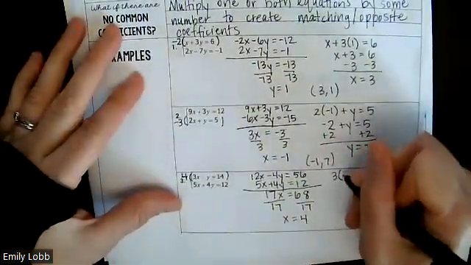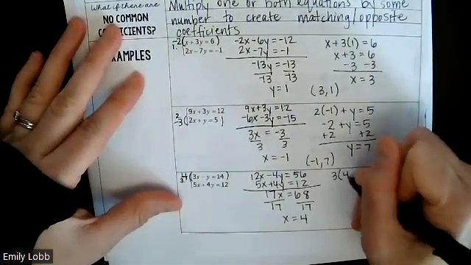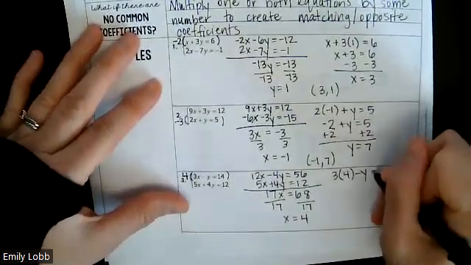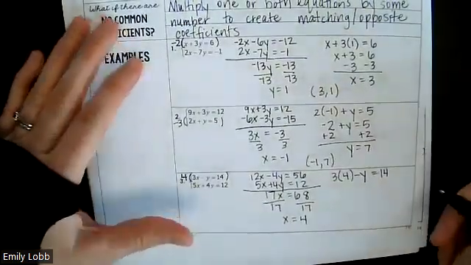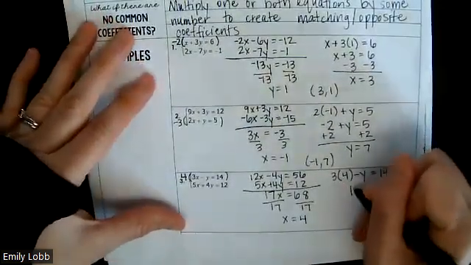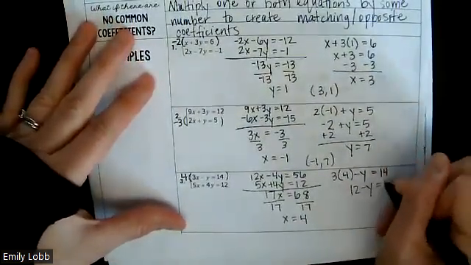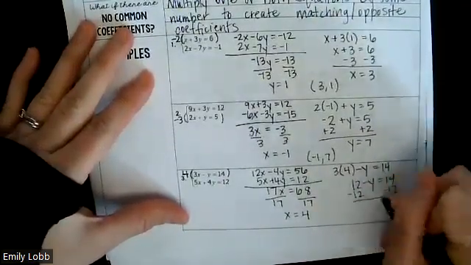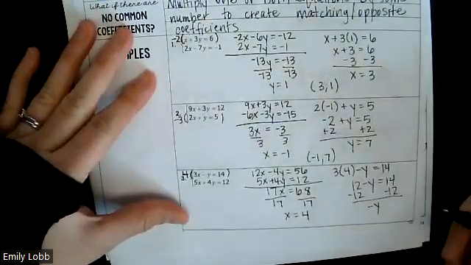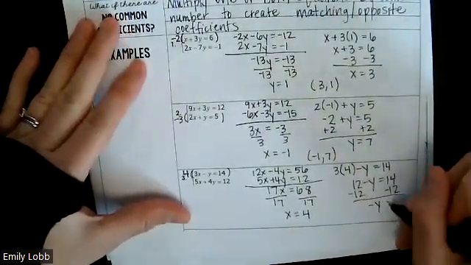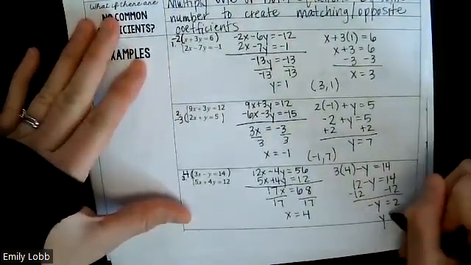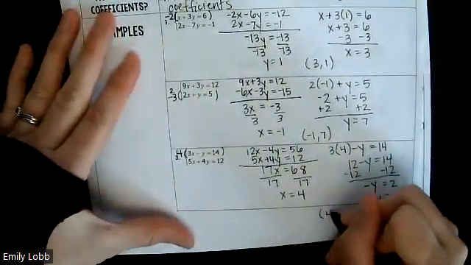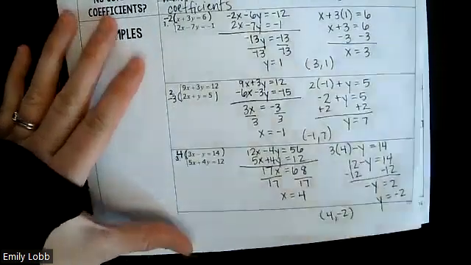So pick either equation. I don't think either is easier than the other in this case because we have a negative y equals 14. So 12 minus y equals 14. I first have to get rid of the 12 by subtracting it from both sides. Then I have, careful with your signs here, negative y equals 2. So positive y has to equal negative 2. So this is the point 4, negative 2.